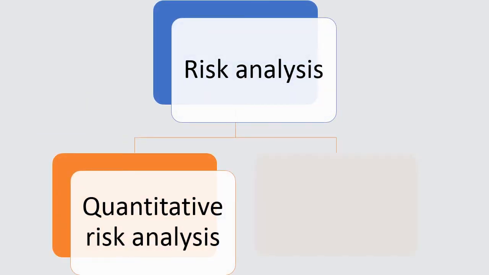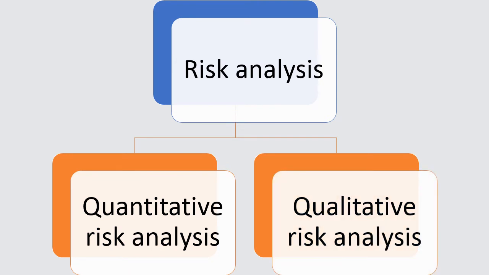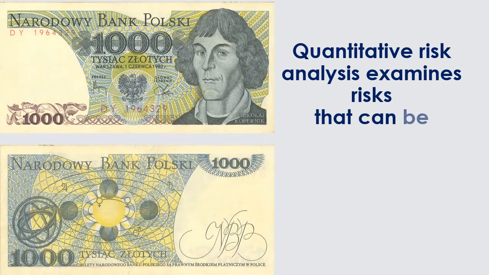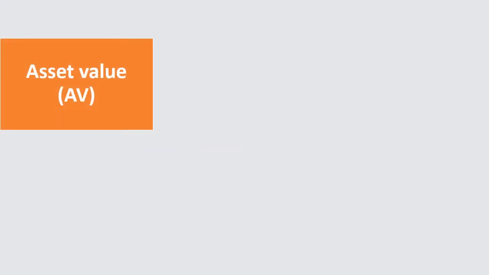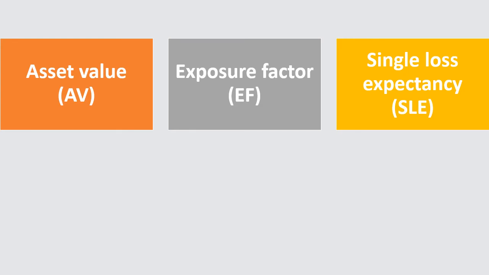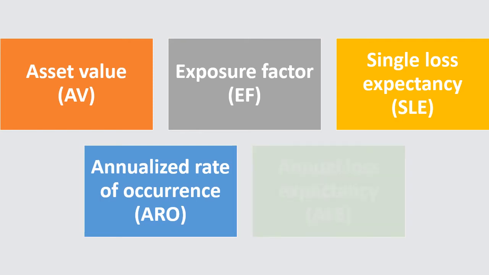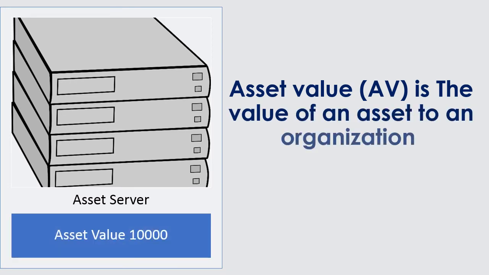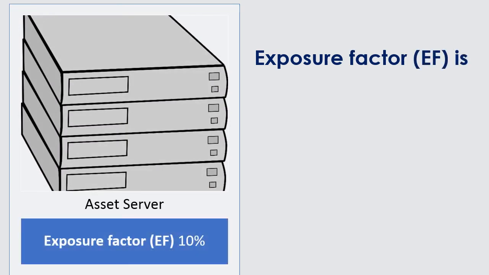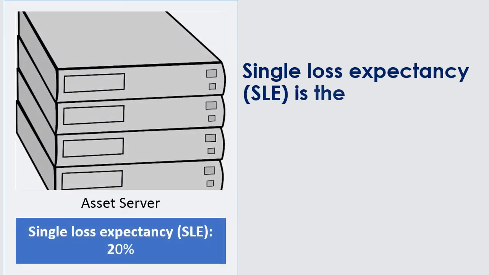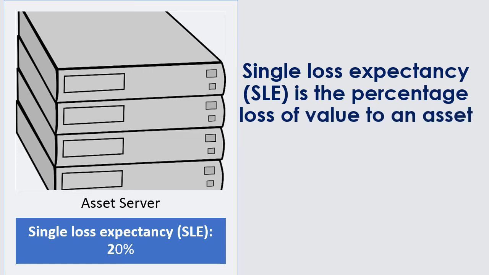Risk analysis: quantitative risk analysis and qualitative risk analysis. Quantitative risk analysis examines risks that can be measured numerically or monetarily. Asset value, exposure factor, single loss expectancy, annualized rate of occurrence, and annual loss expectancy. Asset value is the value of an asset to an organization. Exposure factor is the potential percentage of asset loss caused by an identified threat. Single loss expectancy is the percentage loss of value to an asset expected from the realization of a risk.